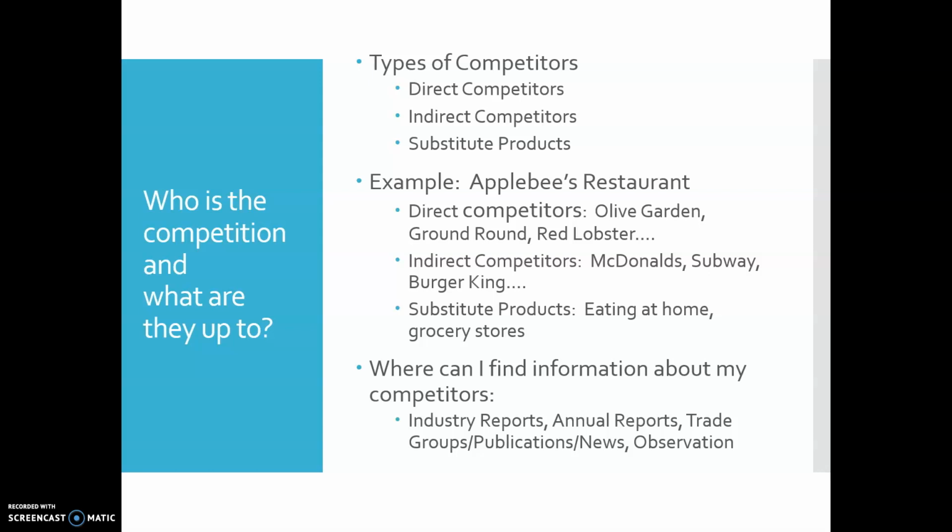So make sure that in your business plan you at least acknowledge whether you have any direct, indirect, or substitute products as competitors. And again, where can I find information about this? Well, you might already know it. Your industry reports. You can look at the annual reports of your competition, if they're publicly traded, that is. You can look at trade groups, news, observation, asking around. There's always options there.